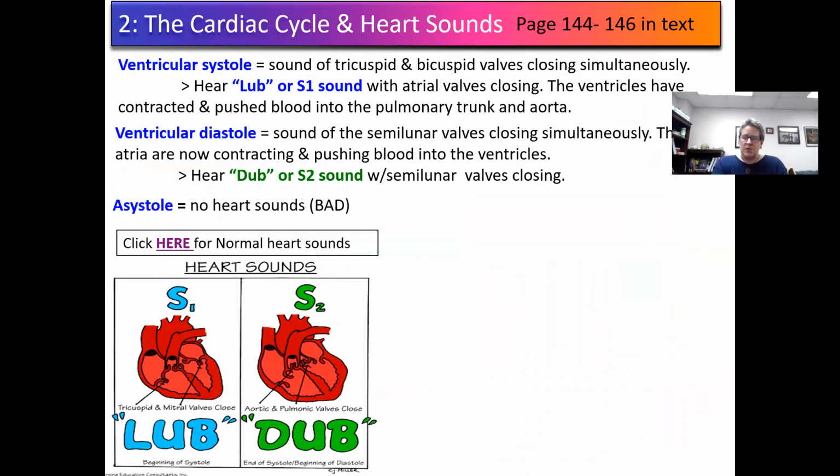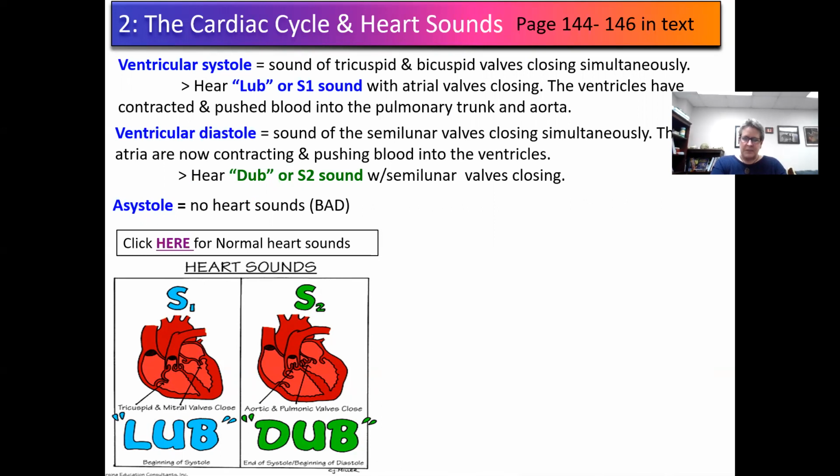So let's talk about what's really important as nurses or anyone in healthcare. One of the first things you do when a patient comes into the office is, well, you take their temperature, measure their body weight, measure their blood pressure, and then often you'll listen to their heart. And what you're doing is auscultating. You're listening for normal heart sounds. Now, what you're listening for is the sound of valves closing.